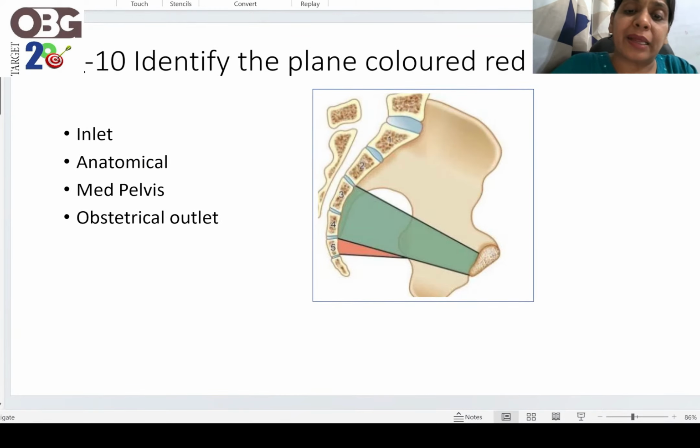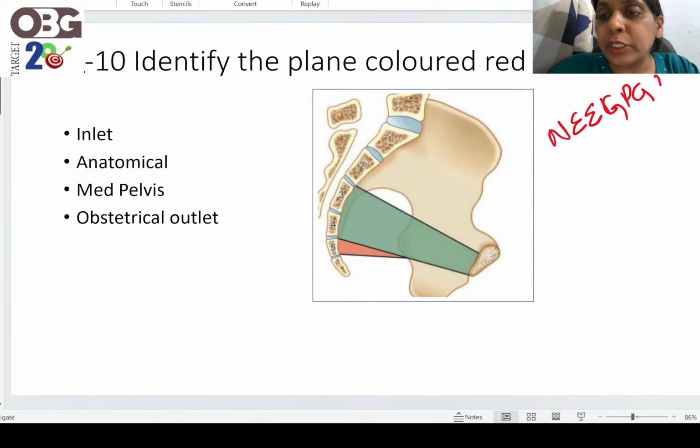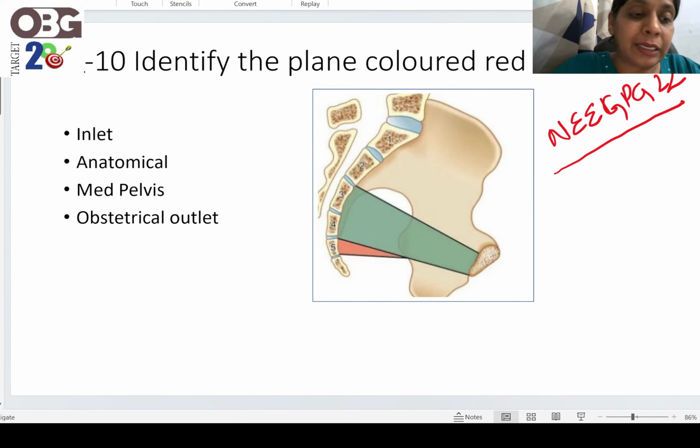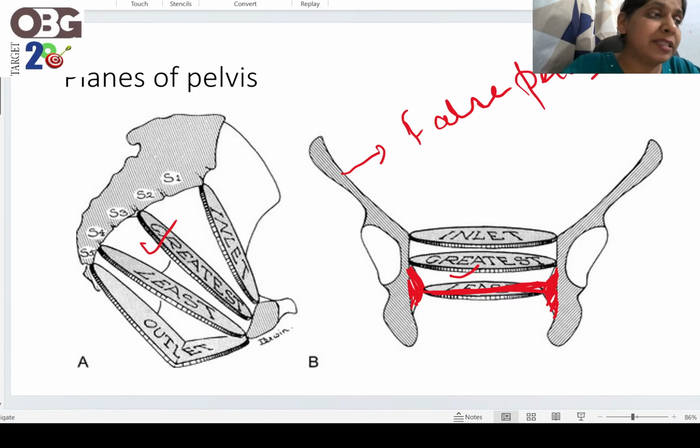Identify the plane colored red. So this green colored plane was asked in NEET PG 22, the plane of the least dimension. And as you know, we have divided this whole pelvic cavity into... very good Dr. Kalpana, very good. Yes, it's B, mid pelvis.